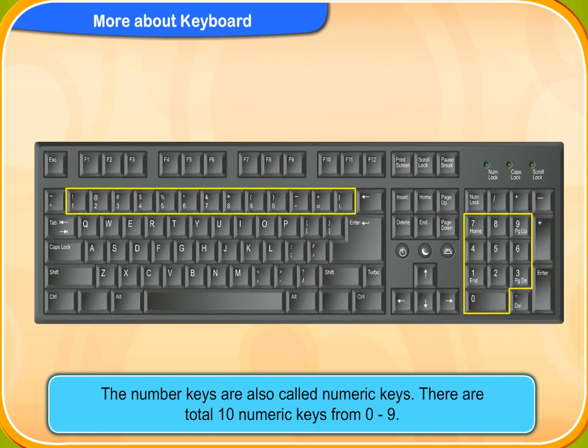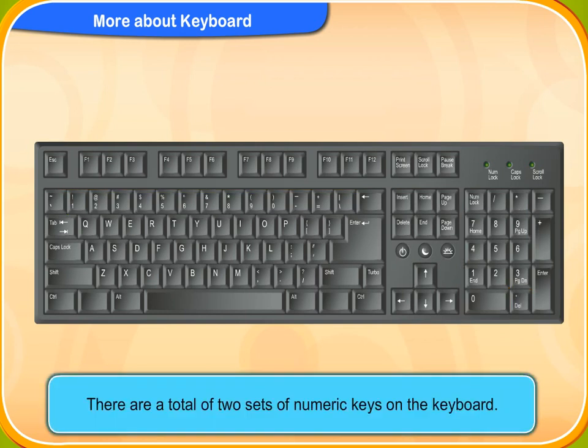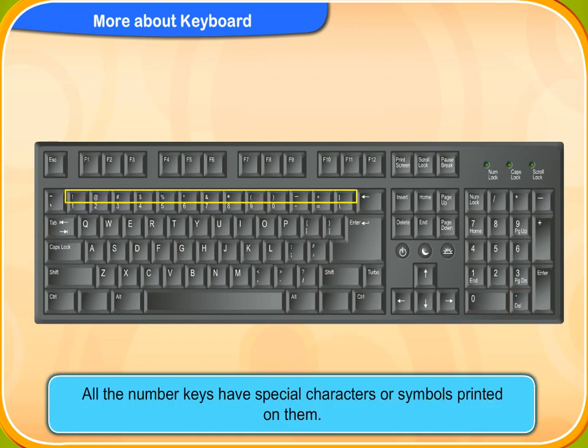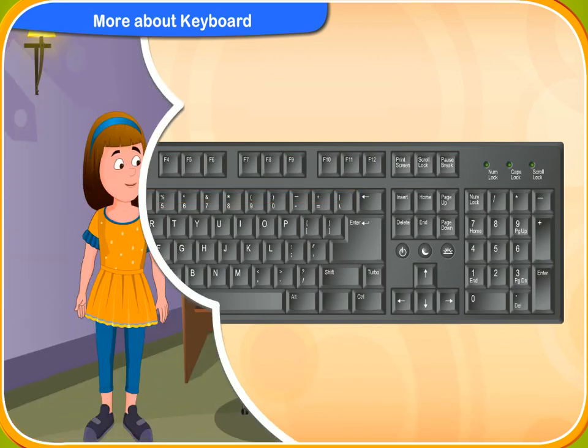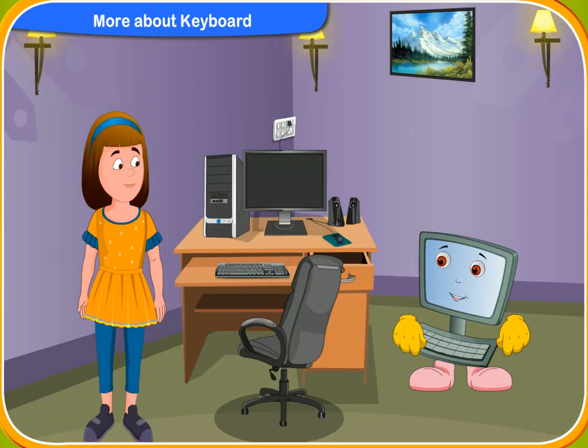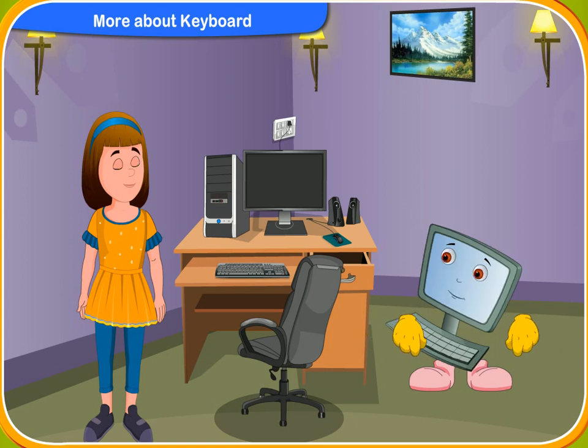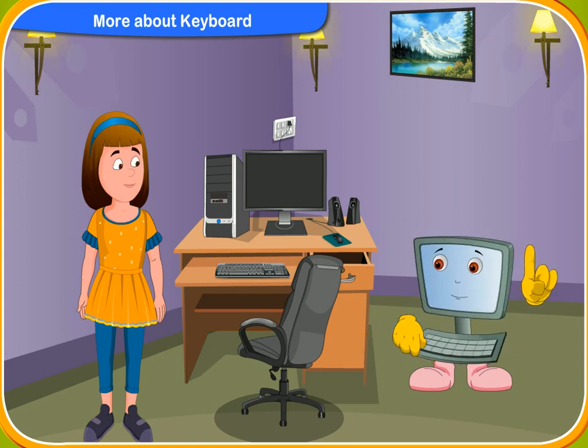The number keys are also called numeric keys. There are a total of 10 numeric keys from 0 to 9. There are 2 sets of numeric keys on the keyboard. The first set is on the top row of the keyboard and the second is present on the number pad of the keyboard. All the number keys have special characters or symbols printed on them. Why, Clicko? Because these same keys are also used for other purposes.